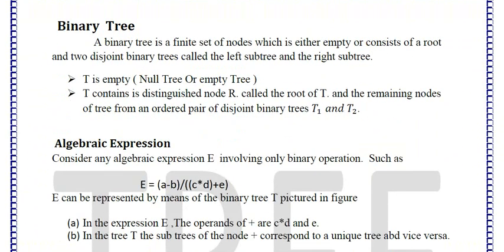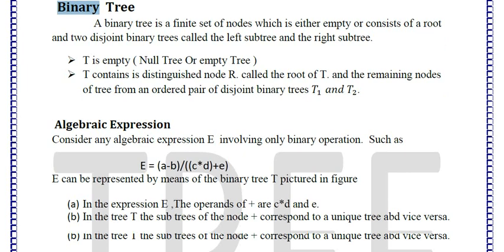Now the binary tree. In this section, T is empty, a null tree or empty tree. Otherwise, the tree contains a distinguished node R, which is called the root of T, and in this section of binary tree we can have two sections, T1 and T2, because we have already discussed that this is binary. In this binary tree we can have two sections, 0 or 1.